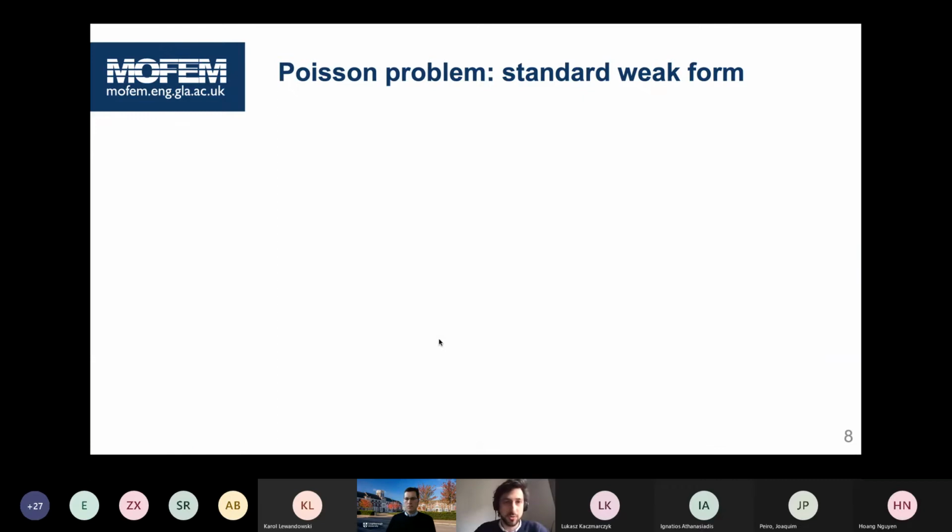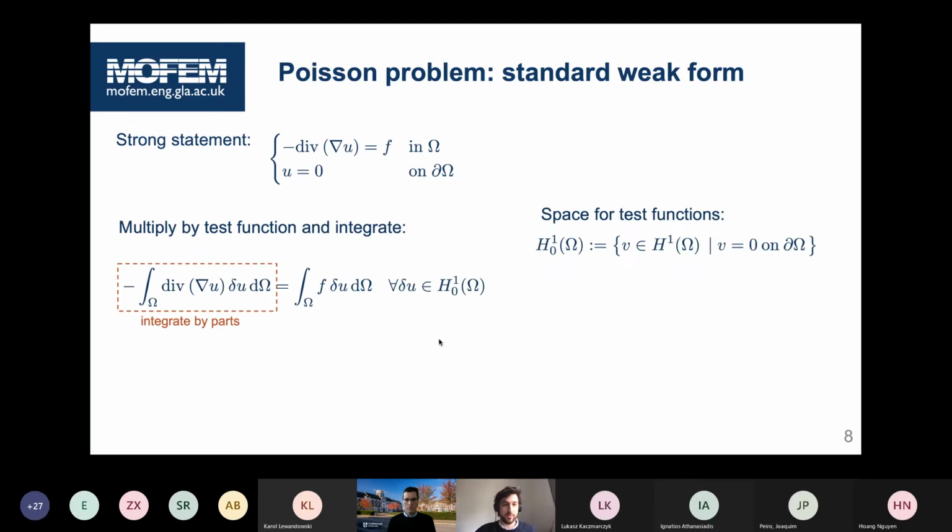So with these definitions, we can look into the Poisson problem. I will start first with briefly showing the same thing that Juan showed a bit earlier, just to show the comparison. So we start with the strong statement with the homogeneous boundary conditions, 0 on the boundary, for the field U, where U can be temperature, for example, or concentration or electric potential, depending on the application. And then we multiply by test functions and integrate.